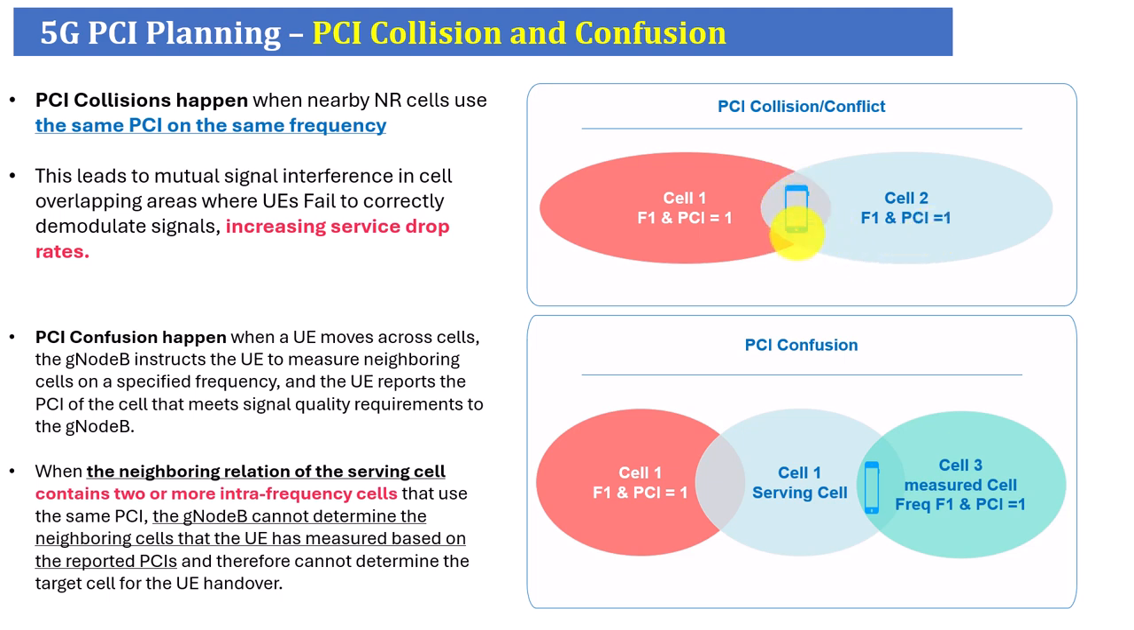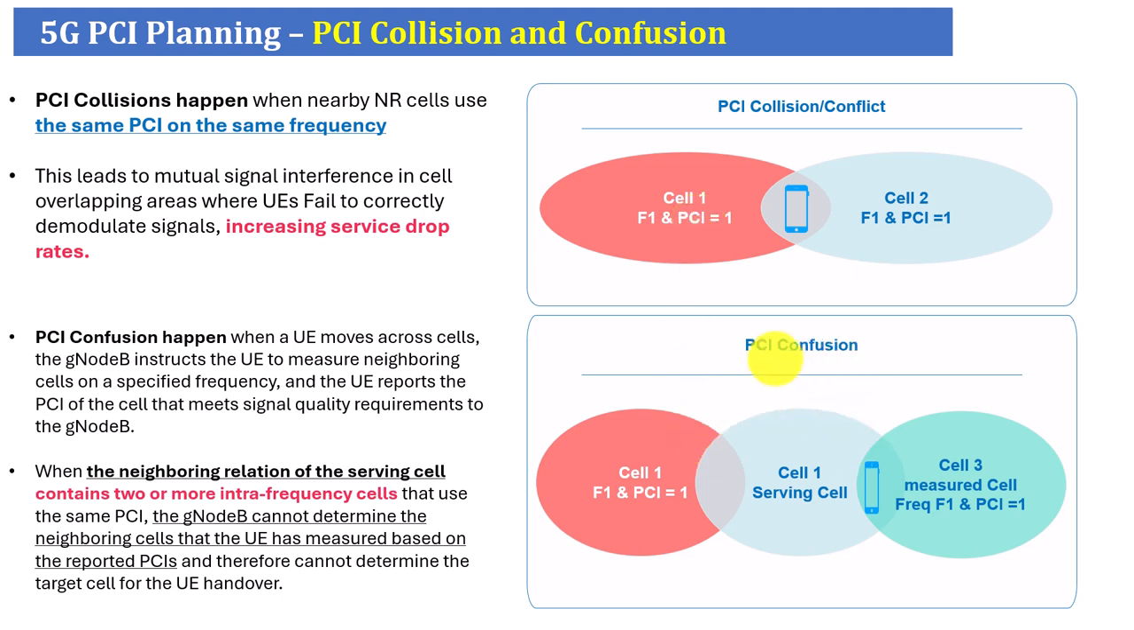The UE will not understand anything in the measurement, because two cells are having a conflict. In this case, this will lead to mutual signal interference and overlapping, and the UE will fail to correctly decode the signal because of this conflict. So this will increase the service drop rate, and even the handover will be impacted and so on. That's why they have this concept of reuse distance. You need to have a higher reuse distance for the PCIs.